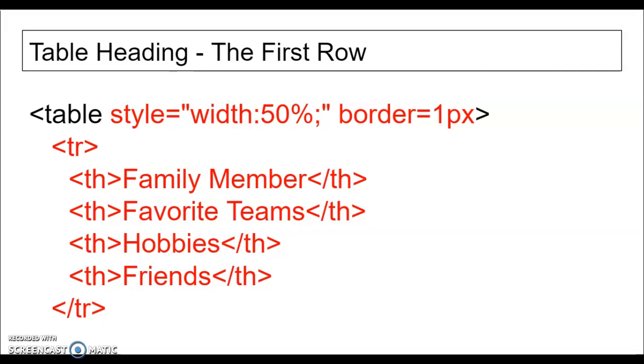Okay, so you're going to have family member, favorite teams, hobbies, and friends. Those are going to be the table headings that you are going to need to fill out for this assignment. So that's going to be the first row of the table that you're creating. Make sure that you use these same table headings.